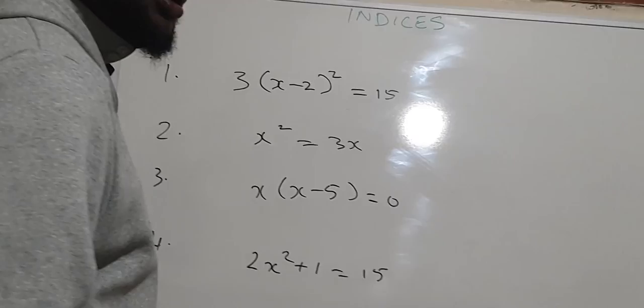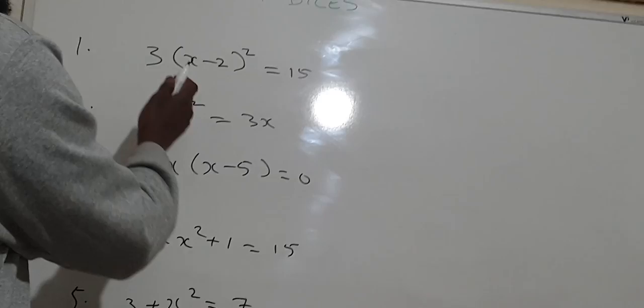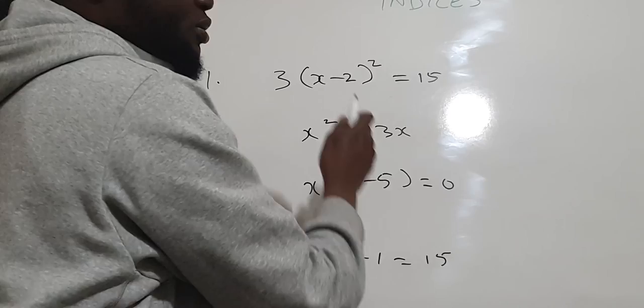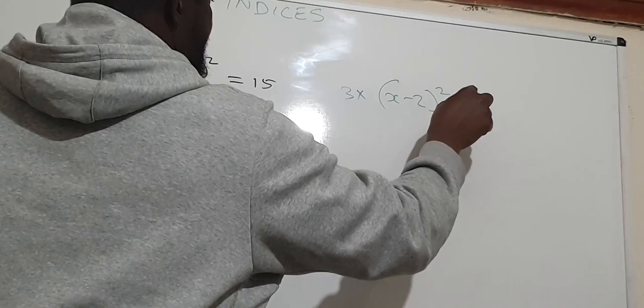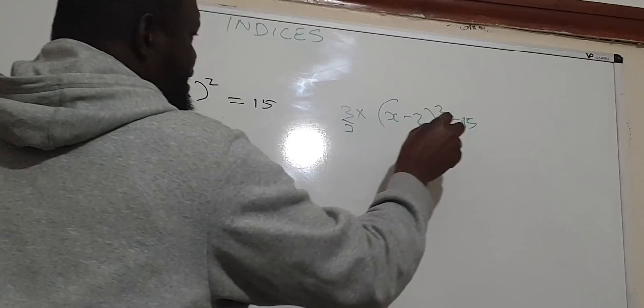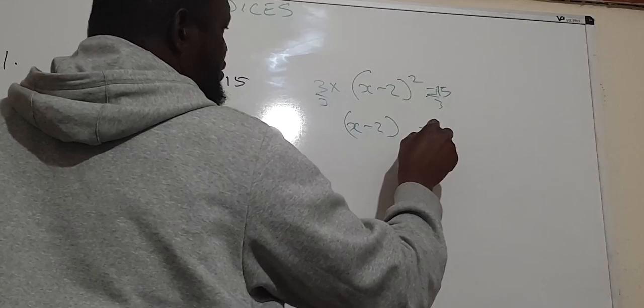Let's clean your books. This is very simple. We have a bracket here, so we get rid of these three first, since this means 3 times (x minus 2) all squared is equal to 15. So you divide both sides by 3. So you have (x minus 2) squared is equal to 5.